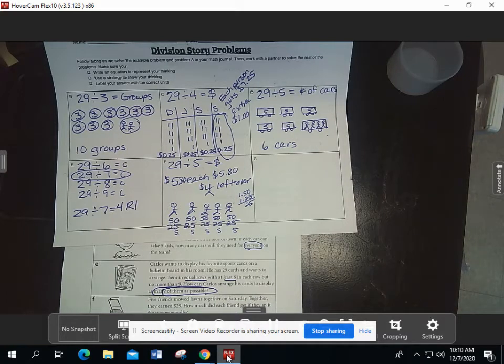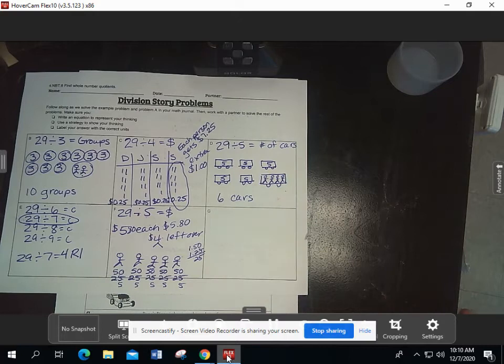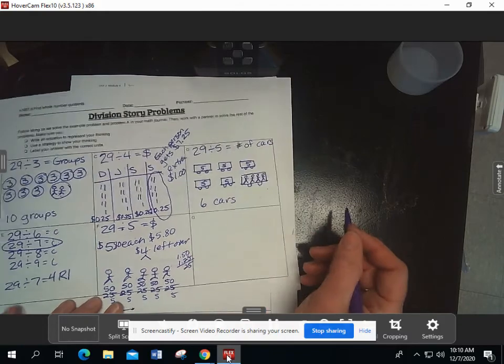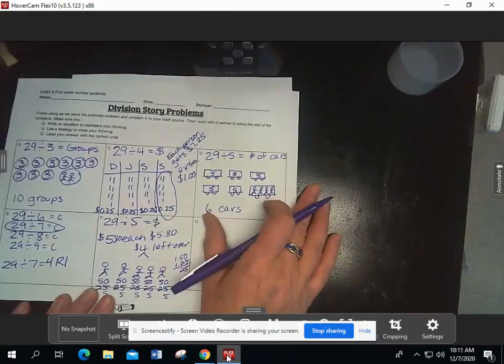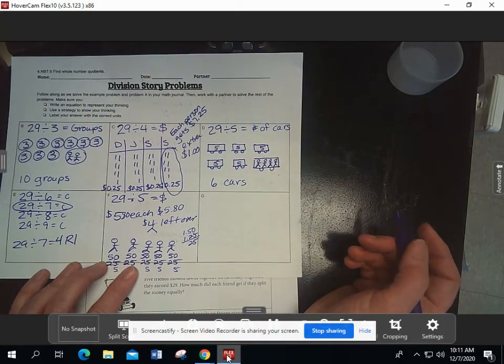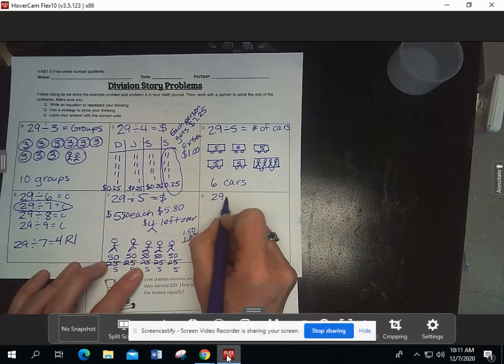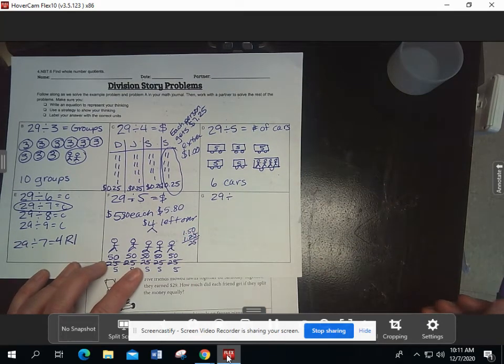So this time we were using bigger numbers to break things apart. And our last one, Papa's Pizza is having a big sale on frozen pizzas. 3 families went in together to buy 29 pizzas. 29. Okay, so what is our division or equation? Tucker? 29 divided by what?